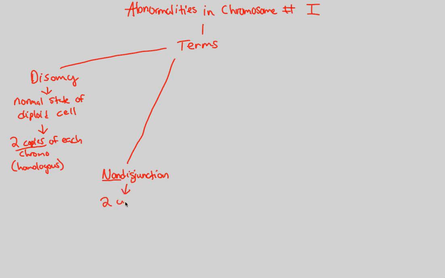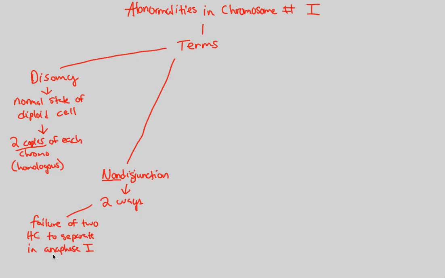So we have 2 ways of nondisjunction. Hopefully you already got them in your head. One of those ways is the failure, so this is all about failure. Failure of 2 homologous chromosomes to separate, again, separation, disjunction, same idea, in a separation event called anaphase 1. So that's the failure that happens here. There's an anaphase 1 failure. The 2 homologous chromosomes don't separate.